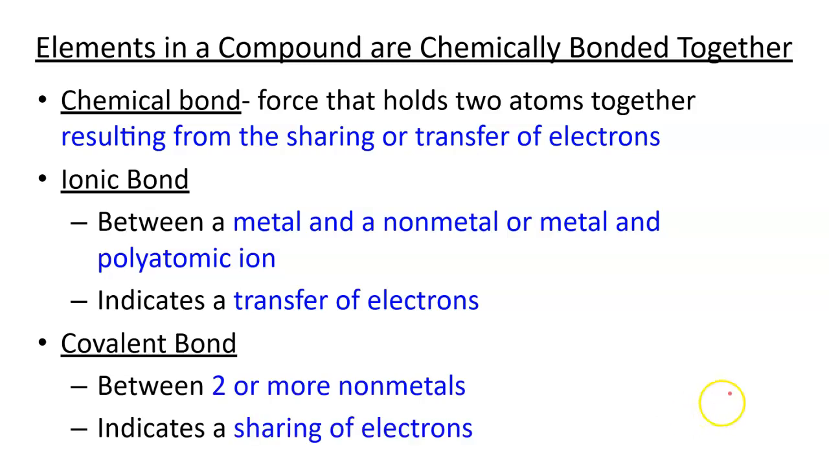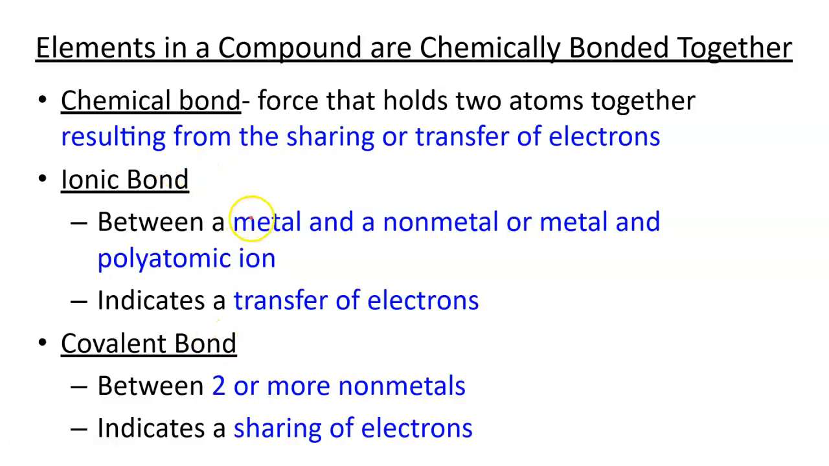When we talk about a chemical formula for a compound, it has a chemical bond, right? And the chemical bond results from either the sharing or transfer of electrons. We're going to start to talk about bonding shortly, and there are two types of bonds: an ionic bond and a covalent bond.